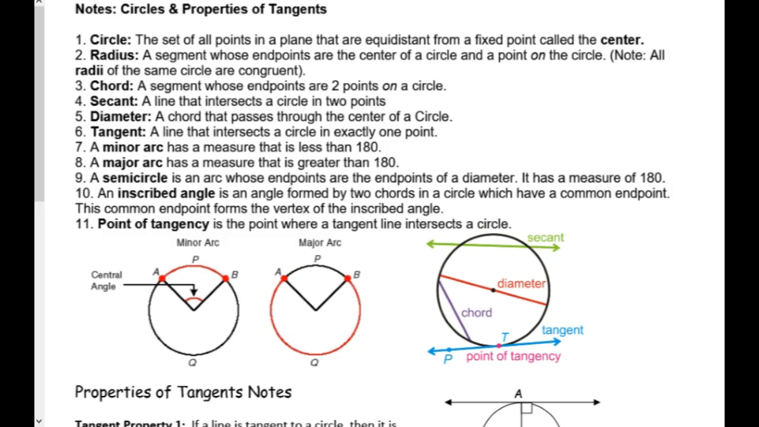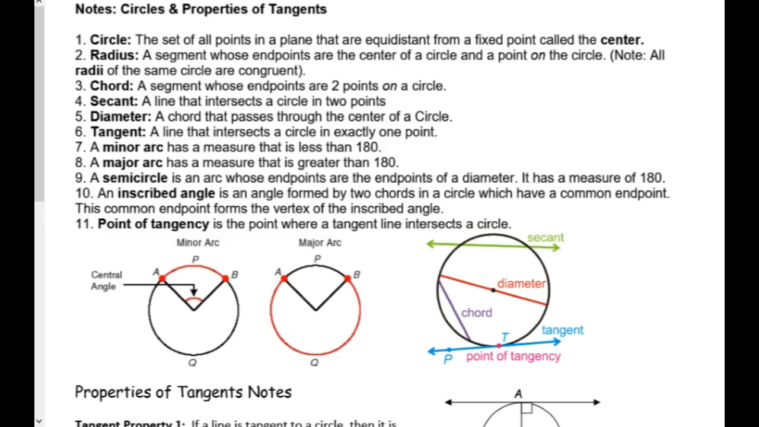Number 1 says circle, the set of all points in a plane that are equidistant from a fixed point called the center. Okay, so if you want to know how do you get a circle? It's equal distance from one point all the way around. Makes a circle, okay? And we know what a radius is, hopefully, a segment whose endpoints are the center and a point on the circle, okay? Basically, it's halfway across, through the middle.